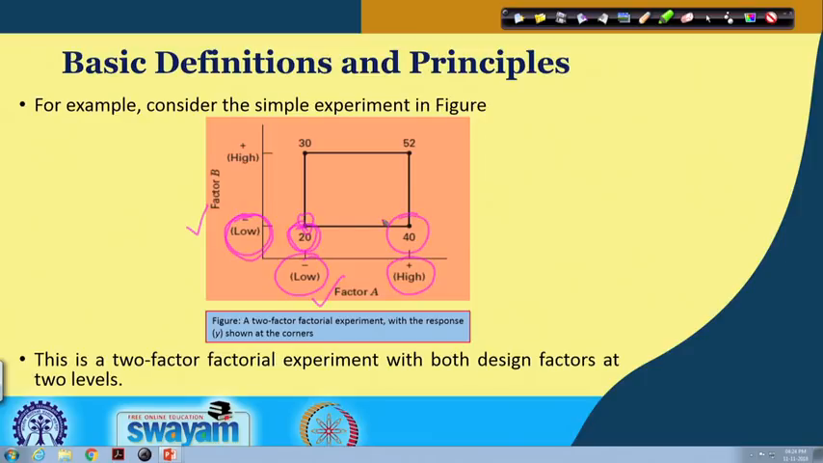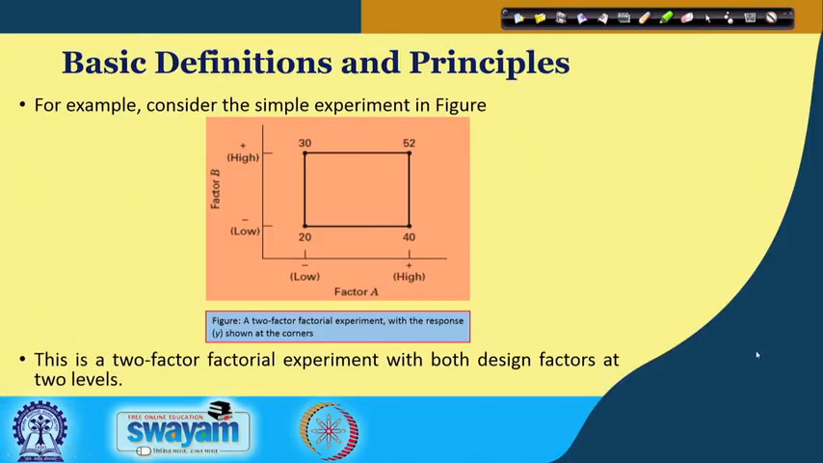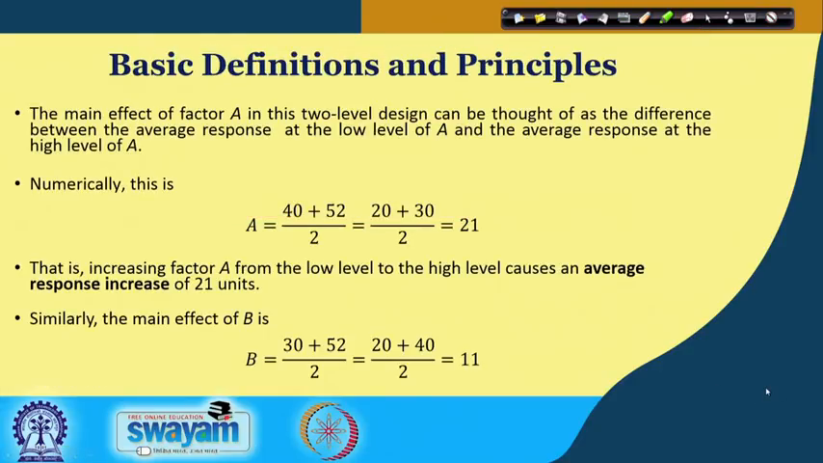We are not naming the factors at this stage, just assume that these are two factors. Now if factor A is at high level and factor B is at high level, the response you get is 52, and if factor A is at low level and B is at high level, the response you get is 30. So this is a two factor factorial experiment, and we will try to analyze this initially with a very simple understanding and then with our ANOVA analysis.